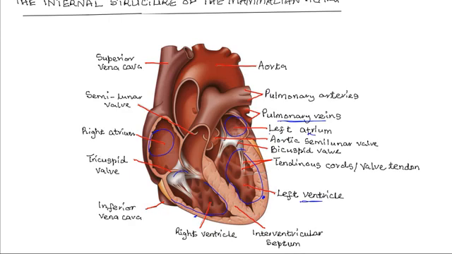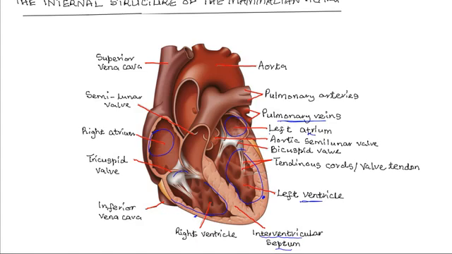Now, there's a thick muscular wall called the Intraventricular Septum that separates the two ventricles. That is, that separates the left ventricle from the right ventricle. This is the Intraventricular Septum.